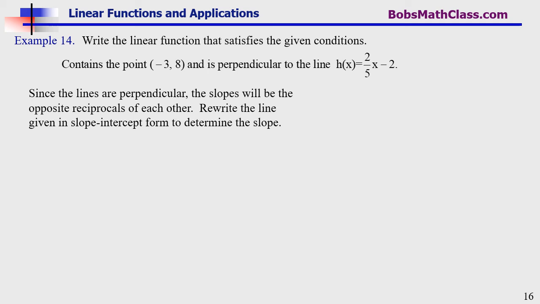Since the lines are perpendicular, the slopes will be opposite reciprocals of each other. Rewrite the line given in slope-intercept form to determine the slope. Well, it's already in slope-intercept form. I don't know why I wrote that. So 2/5. The slope is 2/5, but we're not going to use 2/5, right? We're going to use -5/2.